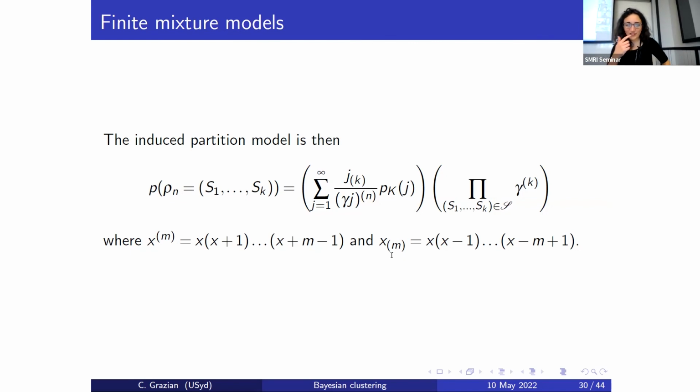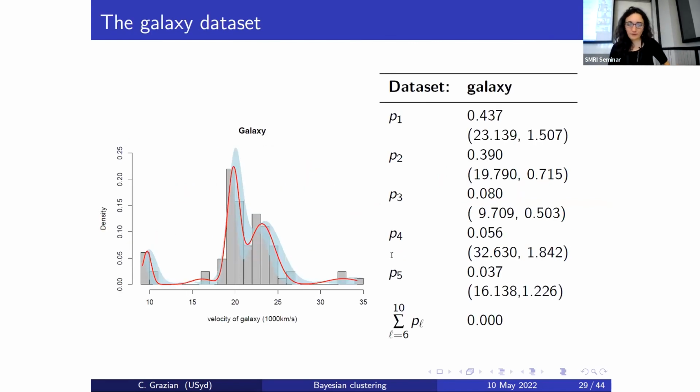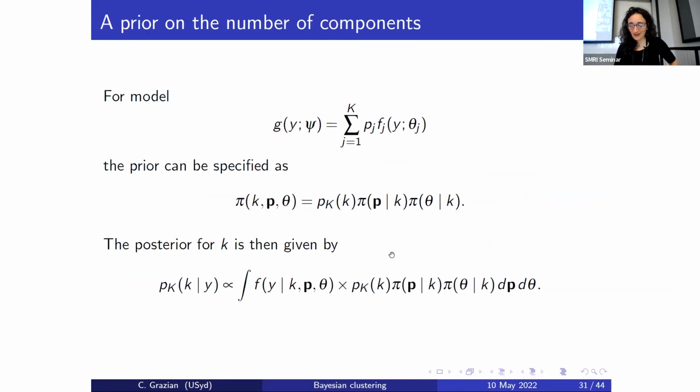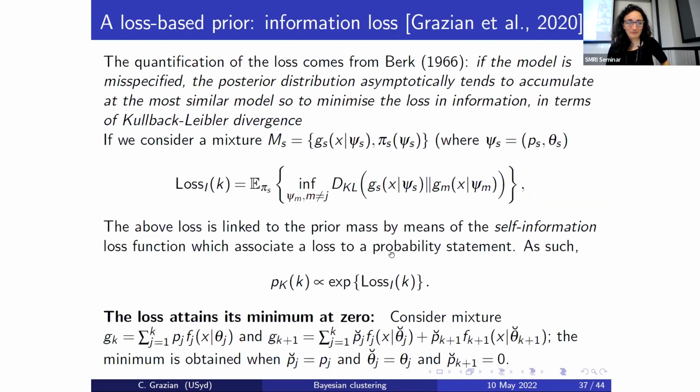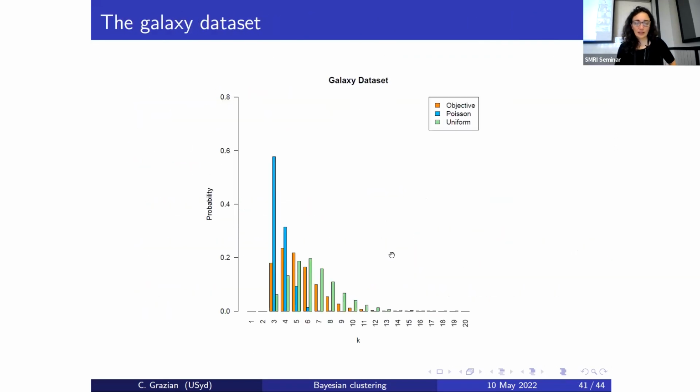I received a question, correct me if I haven't understood well: if you fix the number of components, so you estimated the number of components in a similar way, then is the allocation the same or not? So this is another additional problem. It's not necessarily the same.